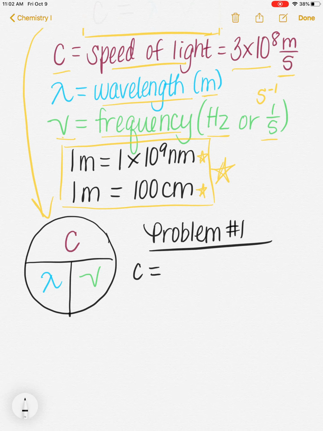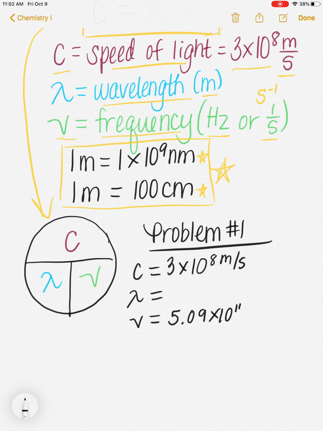So what I recommend is always list what you are given and what you know. So c, lambda, and v are the 3 variables in this problem. We already know that c is equal to 3 times 10 to the 8th meters per second because that's a constant value that will never change. In the problem, they give us the frequency, and frequency, remember, is v. They say that v is 5.09 times 10 to the 14th power hertz.